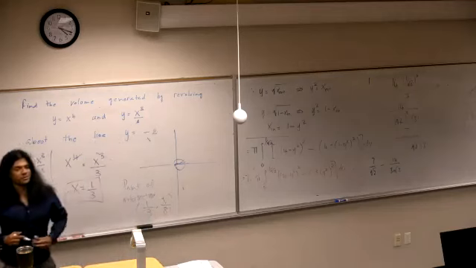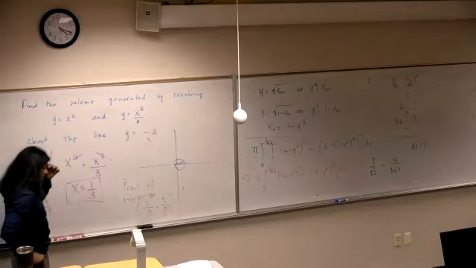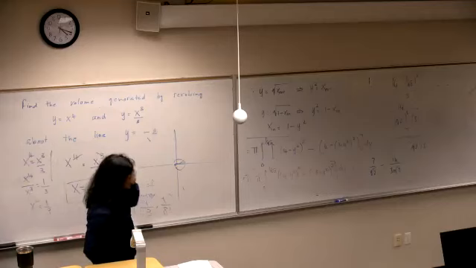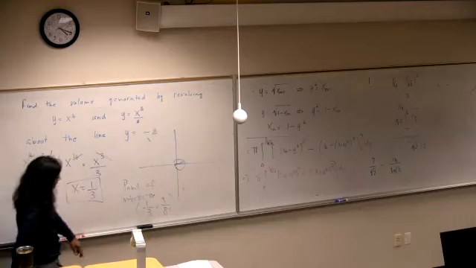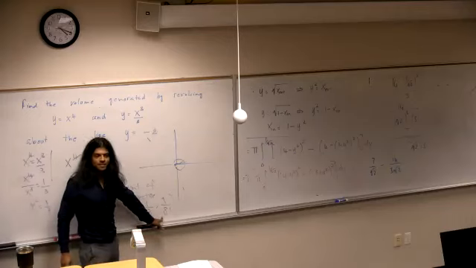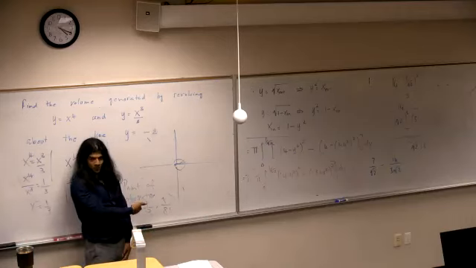And 1 over 81 is a pretty small number. It's probably 0.012 something, right? It's a very tiny number. So you've got to zoom in really to get to that point.